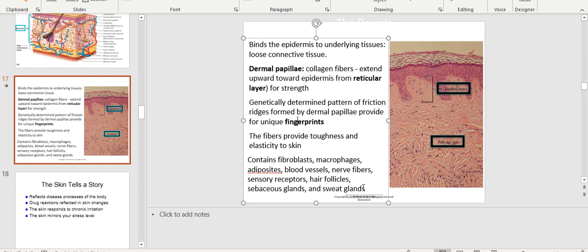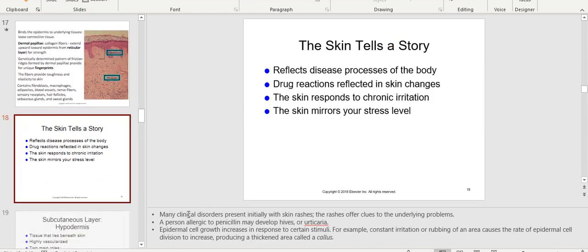In this area we've got fibroblasts, macrophages, adipocytes, blood vessels, nerve fibers, sensory receptors, hair follicles, sebaceous glands, sweat glands. Everything's going on here in the dermis.